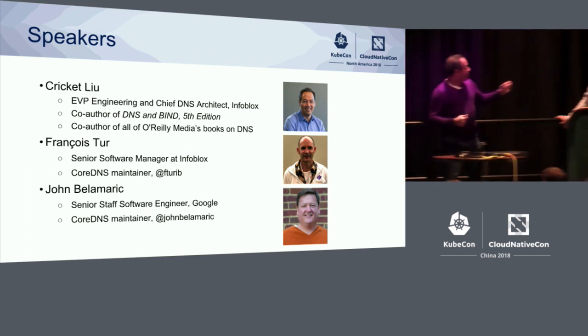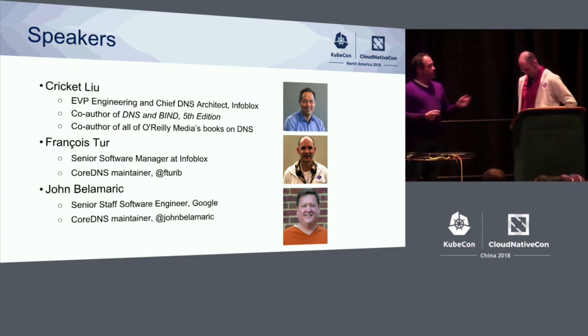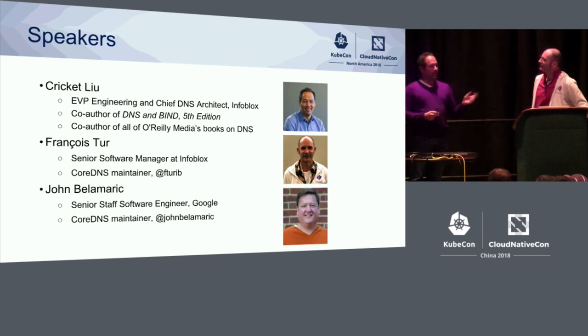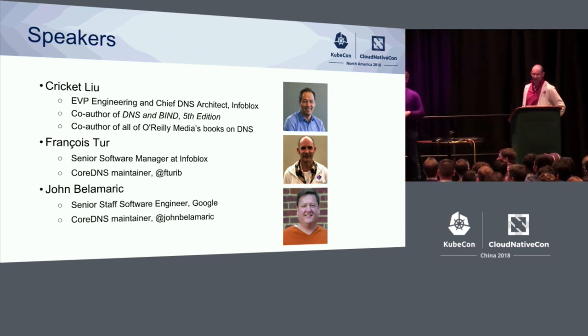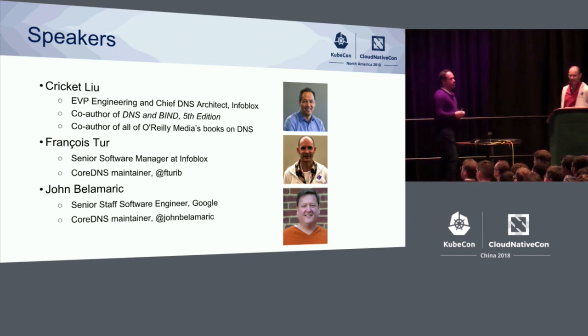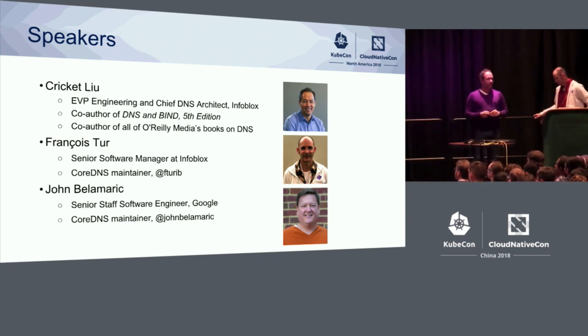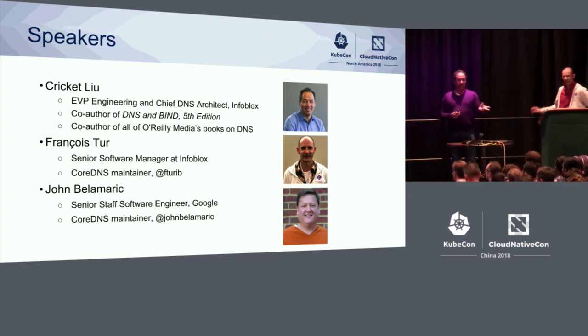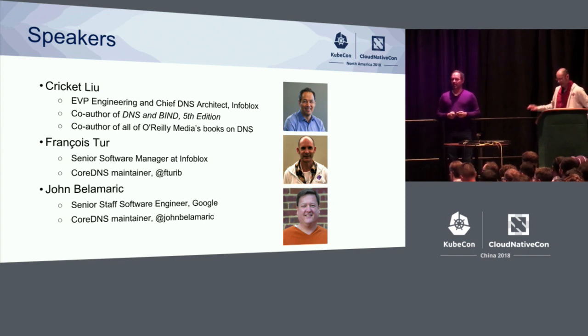And this is Francois Tur, who is one of our senior software managers at Infoblox and one of the maintainers of CoreDNS. And we also have up front here John Belamaric. John is a senior staff engineer for Google. He did work at Infoblox up until recently, and he's also a CoreDNS maintainer.